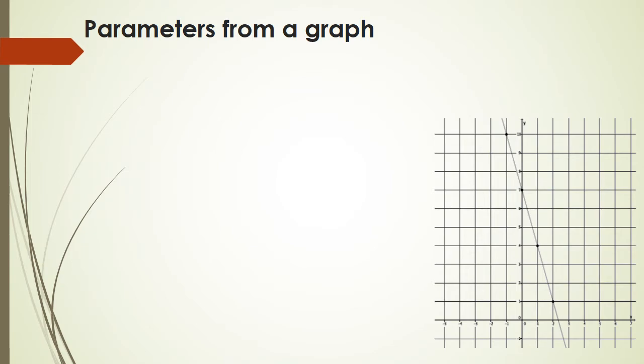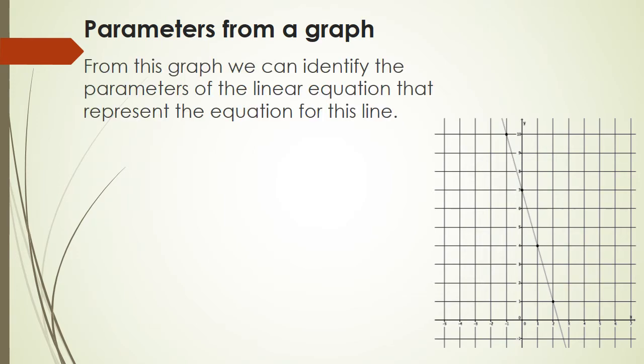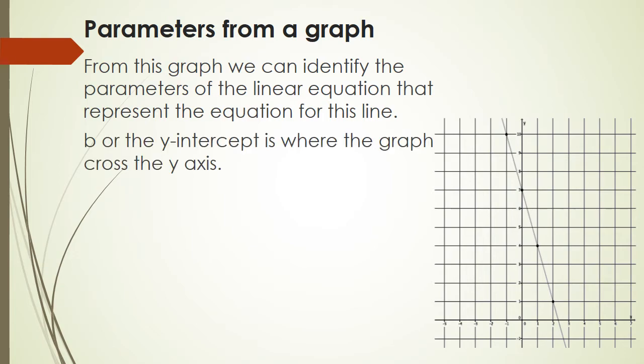Now let's take a look at how we can find the parameters of a linear equation represented by a graph. So we have a graph of a line here, and we're trying to find the slope and the y-intercept. The first thing that I'm going to try and find is the y-intercept, because it's easy to find. It's just where the line crosses the y-axis, which is this point right here. And this point is (0, 7). So the y-intercept, or b, in this linear equation is equal to 7.